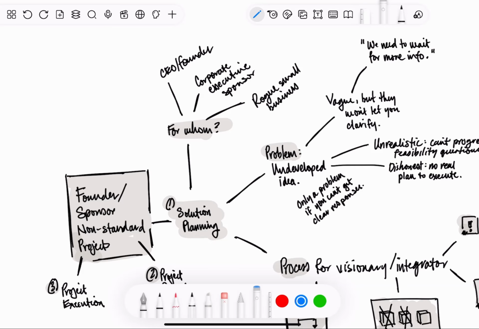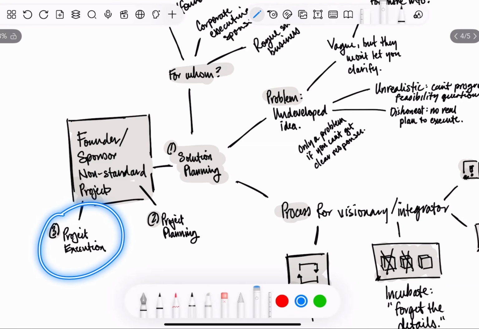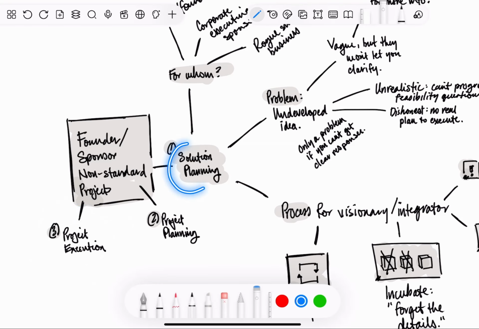A lot of people go from planning. They're like, okay, what's the problem? Well, the problem is this. They don't think about it very much. They end up jumping right to project execution. And they don't put enough thought into these two. Now, there are two real situations when we're talking about projects. There are non-standard projects and there are standard projects.